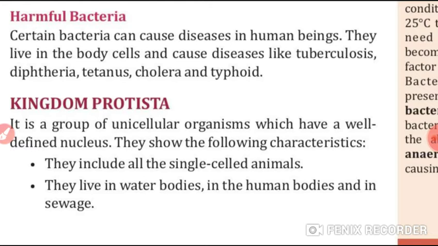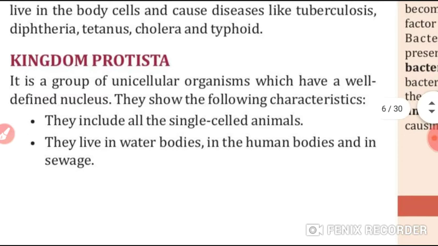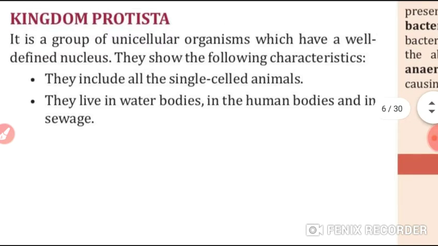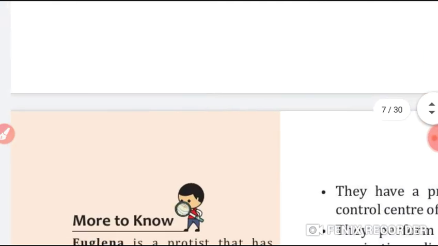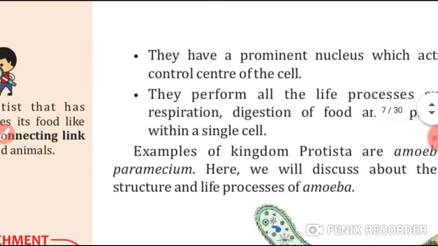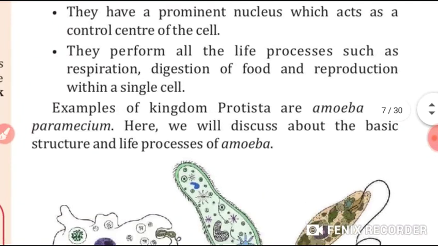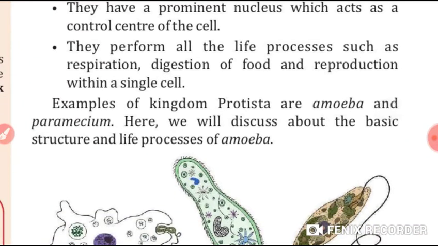Now students, we will study the next kingdom, called Protista. It is the group of unicellular organisms which have a well defined nucleus. What characteristics does it have? First of all, these are single celled animals. They live in water bodies, in human bodies and in sewages. They have a nucleus, and they perform all the life processes.